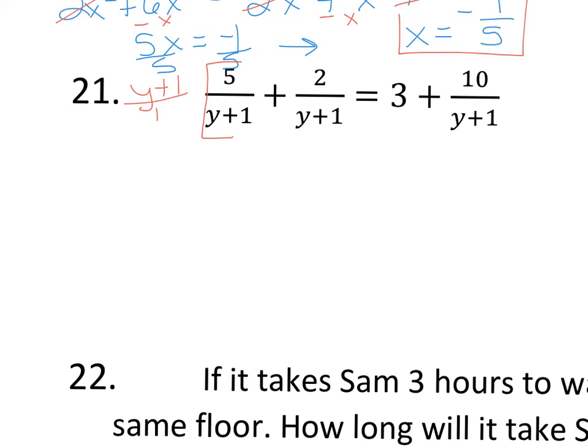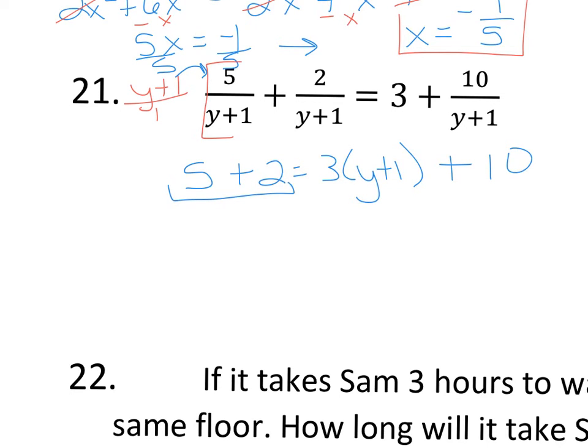So when we do that, we end up with 5 plus 2 equals, all right, be careful because this 3 does not have a y plus 1 in the denominator to cancel with the y plus 1. So we need to keep the 3 times y plus 1. But in this term, the y plus 1 will cancel, and we have a 10. So just going through combining some like terms here, we have 7 equals, we're going to distribute this, 3y plus 3 plus 10. And I can keep the y on this side. Let's just keep continuing.